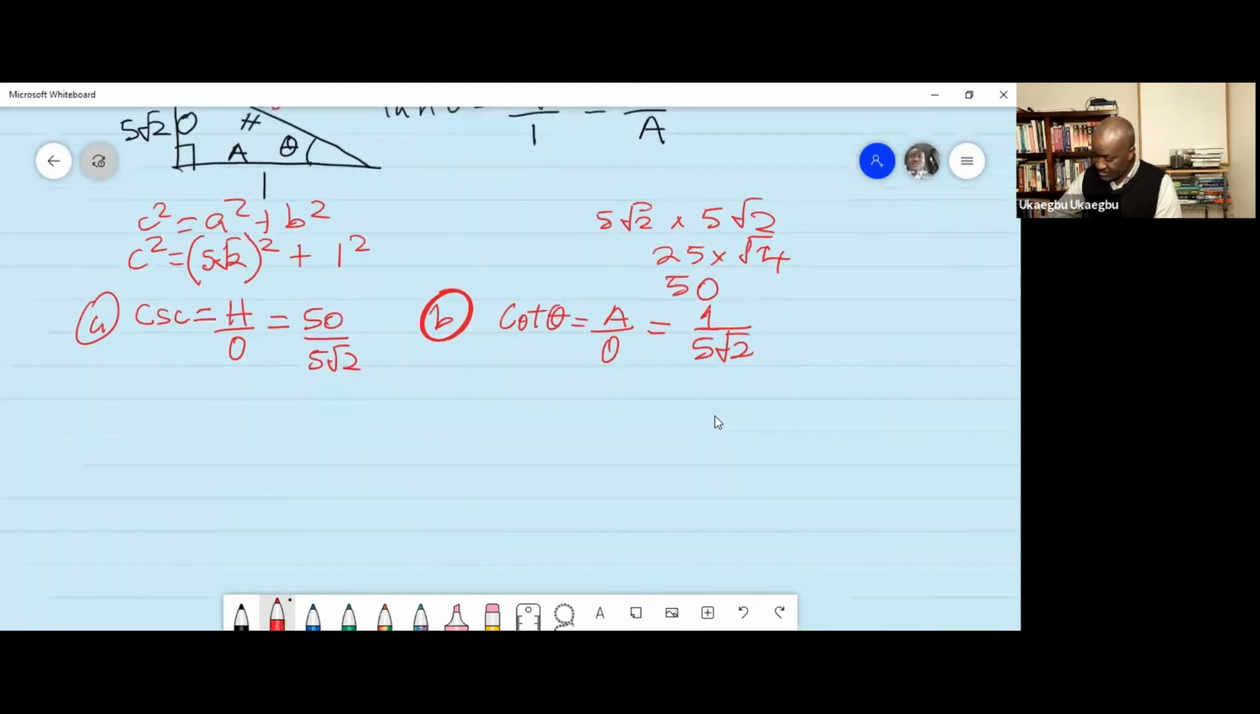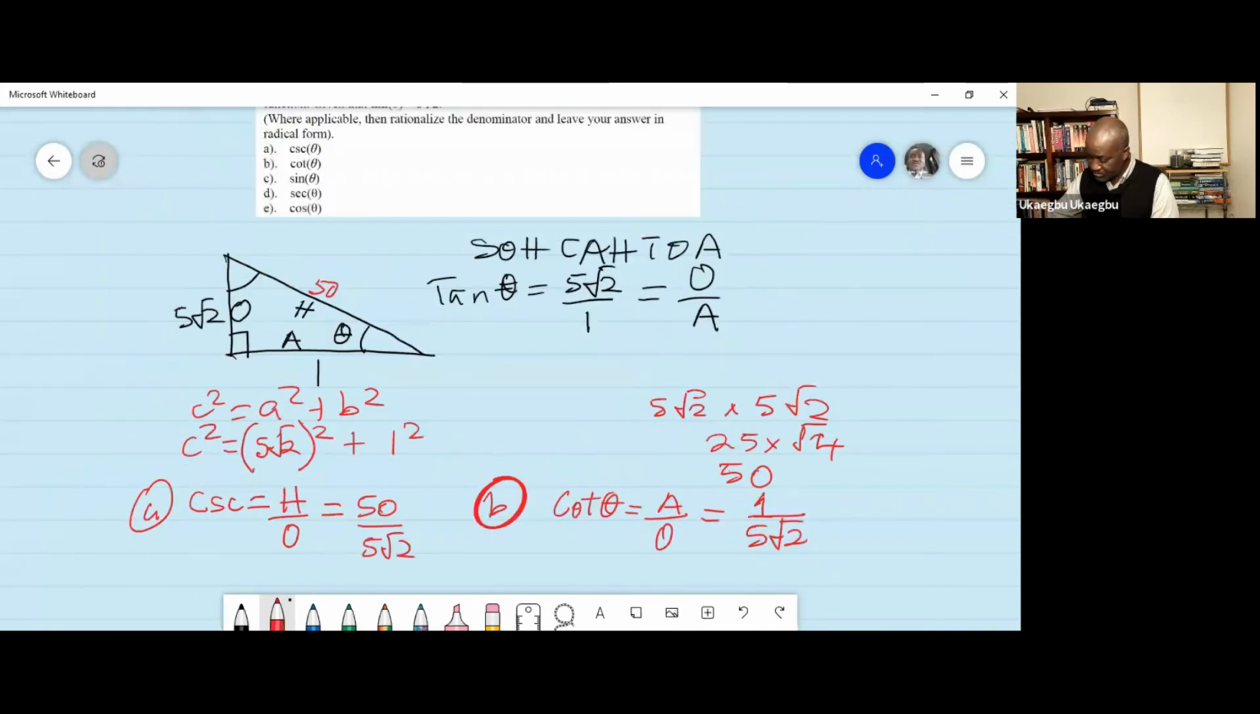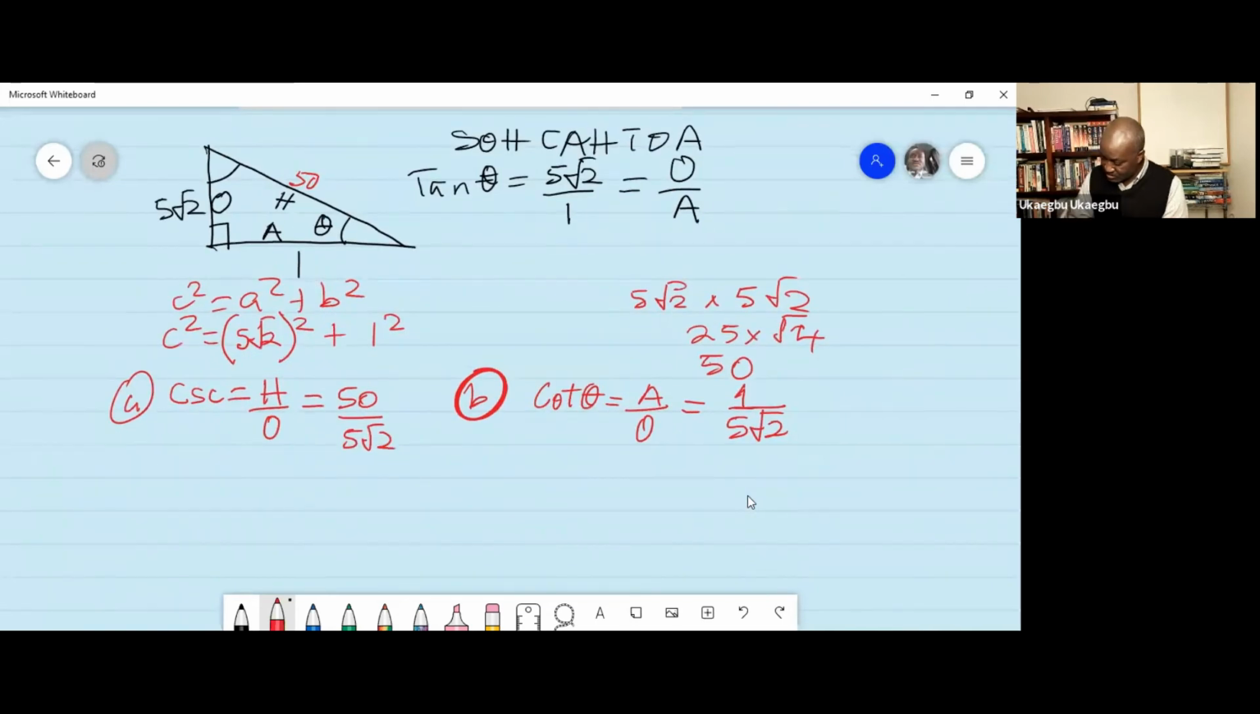Next, they want us to do sine theta. So C, sine theta will give us opposite over hypotenuse. So here the opposite is 5 square root of 2, over the hypotenuse, 50.